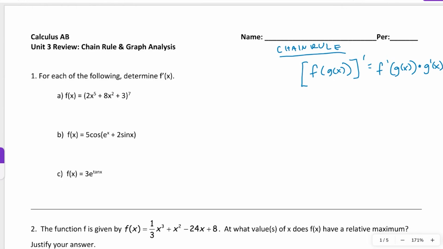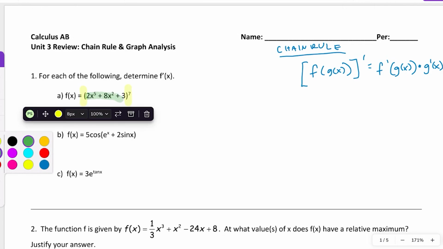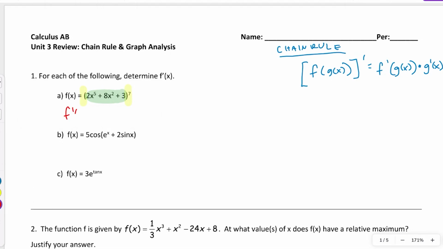So 1a has really two nested functions here. Our outside function is going to be this something to the 7th power, and our inside function is this 2x to the 5th plus 8x squared plus 3. So first we're going to differentiate the something to the 7th power. F prime is going to be, now differentiating x to the 7th will require the power rule. We'll bring down the 7 times the 2x to the 5th plus 8x squared plus 3 raised to the 6th power. Notice that what was on the inside of the parentheses stayed the same.